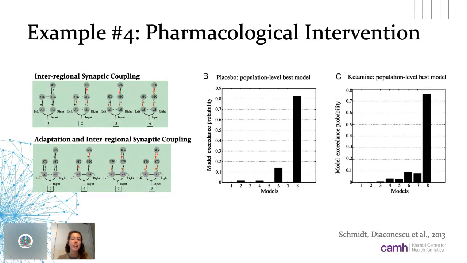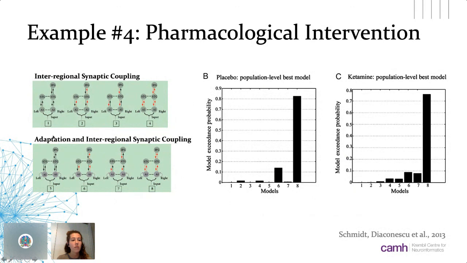So as I mentioned in the beginning, the MMN has been reliably shown to be attenuated in individuals with schizophrenia. And similar MMN reductions can be achieved with the NMDAR antagonist ketamine. And ketamine also induces psychosis-like experiences in healthy individuals. So in this study, the authors investigated 8 different models between the placebo and ketamine condition that underlie the generation of the deviant response. And here the red represents the different connections of the 8 different models.